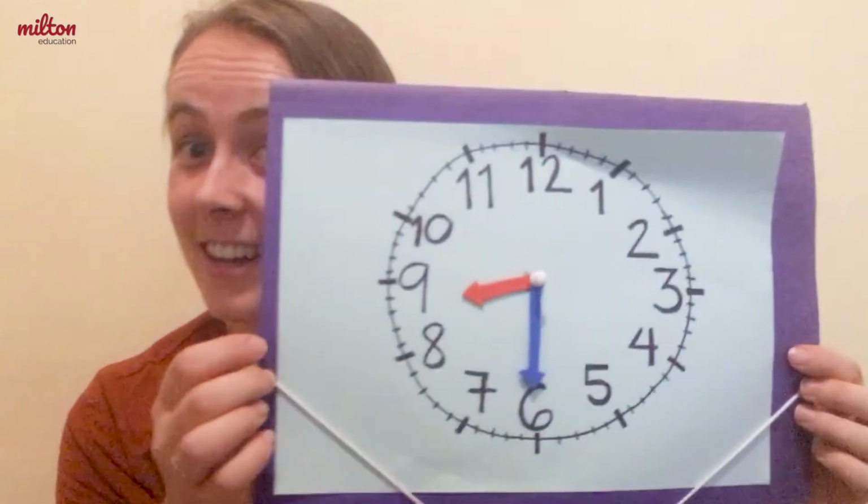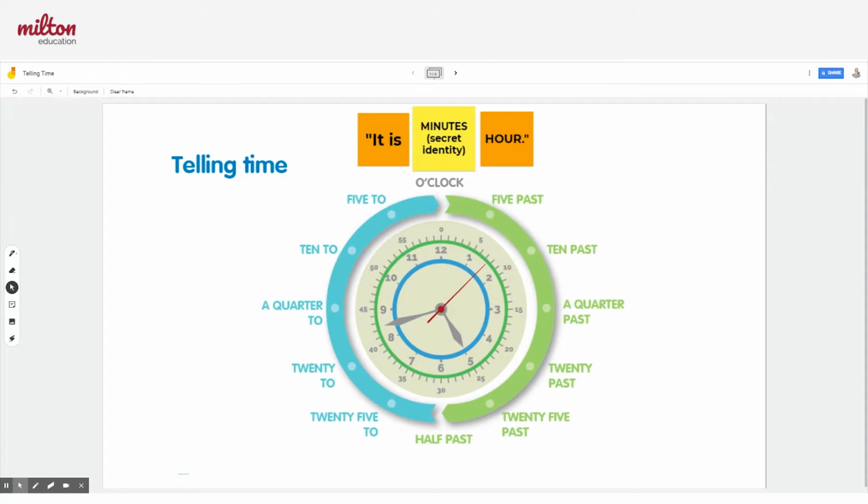Well, this is what we are going to talk about today. And I'm sure it's going to be a great time. How do we tell time when the hands are going in all different directions around the clock? Well, when we tell the time, we say the minutes, which is a secret identity, and then the hour. Let's talk about the minutes hand first.